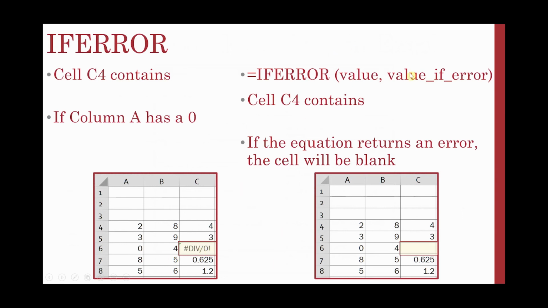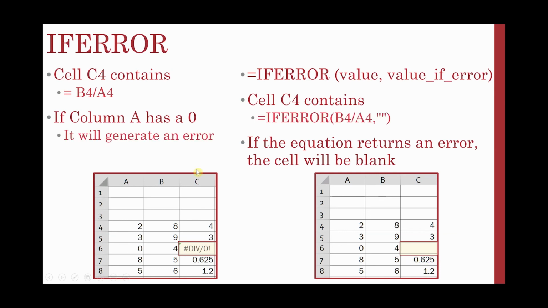But if I use the IFERROR statement where I put in my value, which is going to be my equation, and the value if error I'm going to put in blank, I'm going to create this blank space here. So if cell C4 is B4 divided by A4, I'm going to get an error because I'm dividing by 0. If I type into cell C4 IFERROR B4 divided by A4, so that's the value I want, and if there's an error, I'm going to put my 2 quotation marks next to each other to create a blank in Excel, and this creates a blank space in my table instead of the divide by 0.